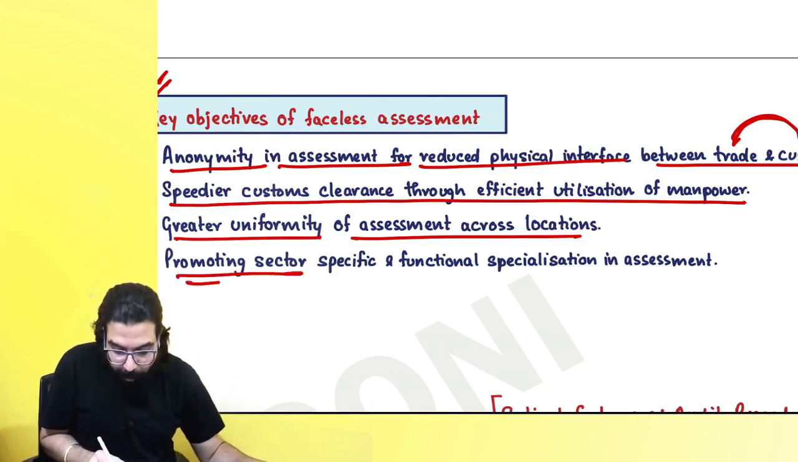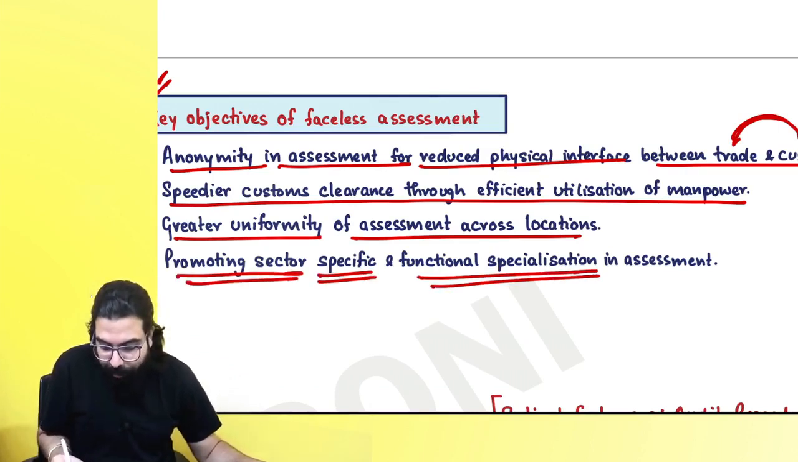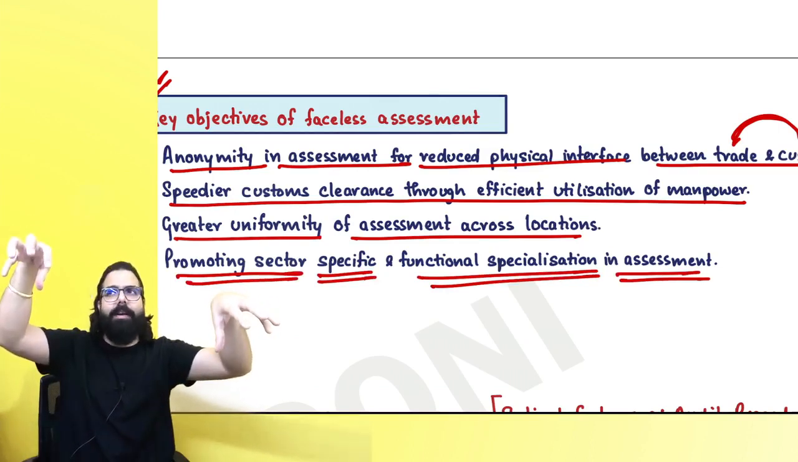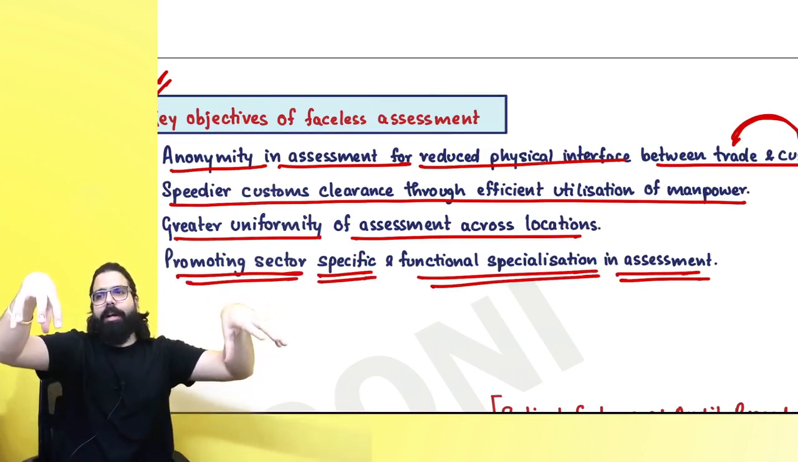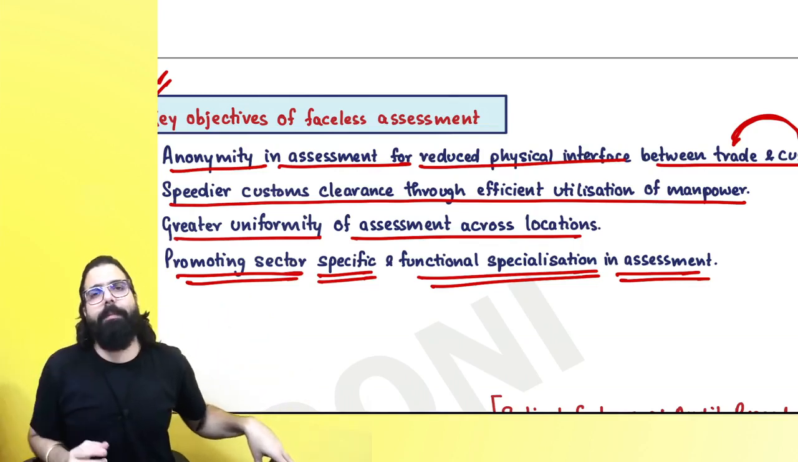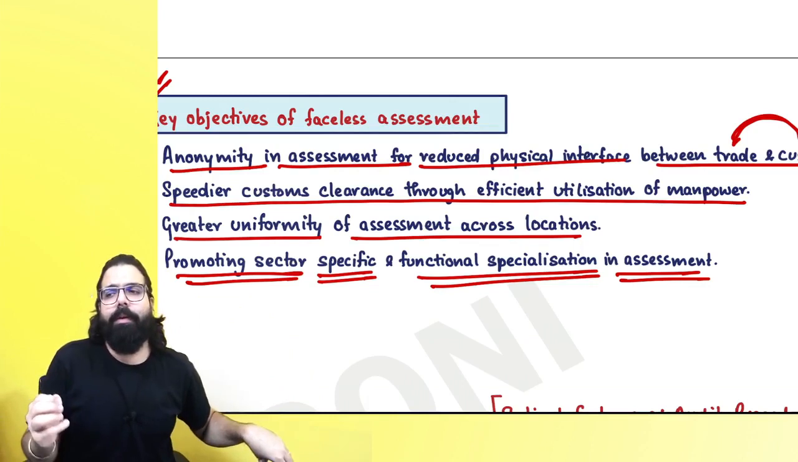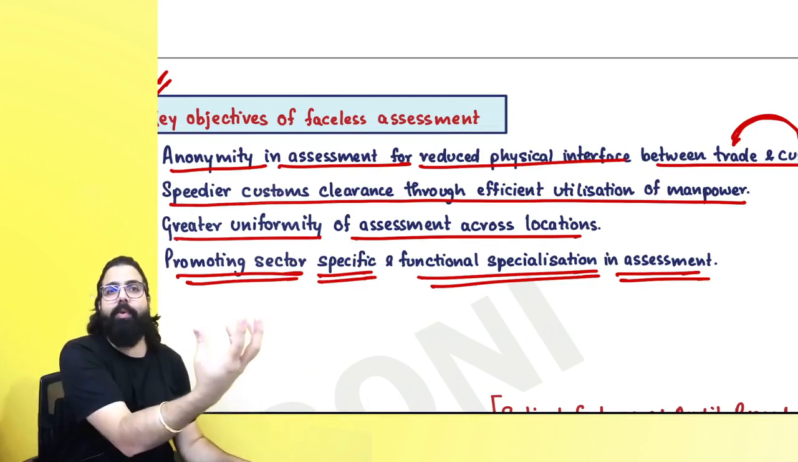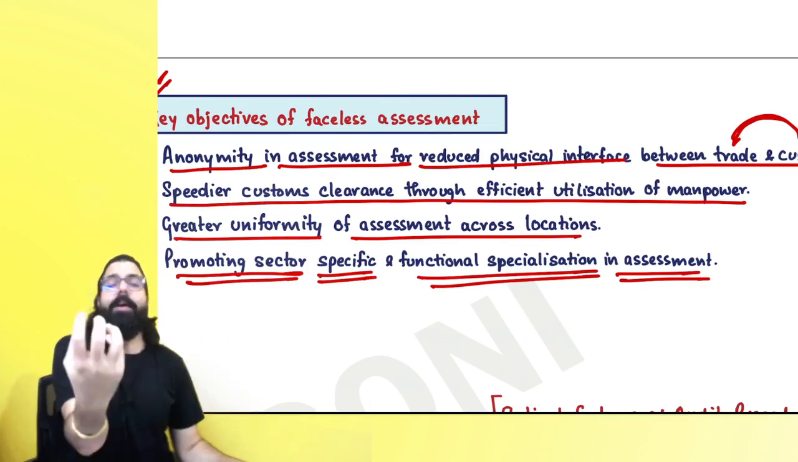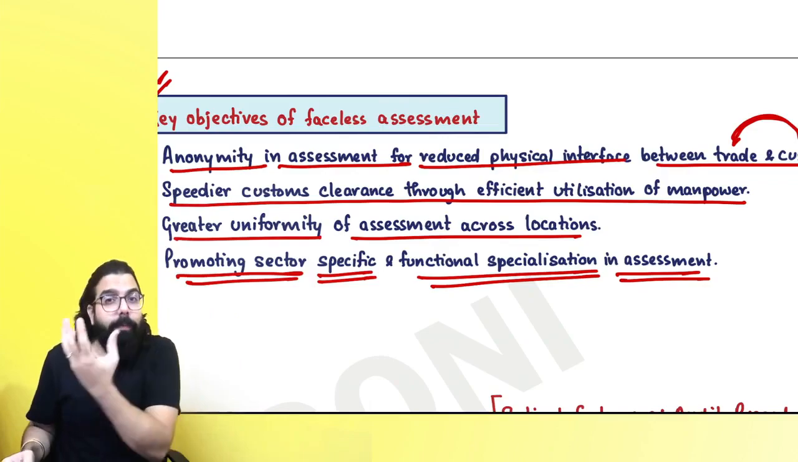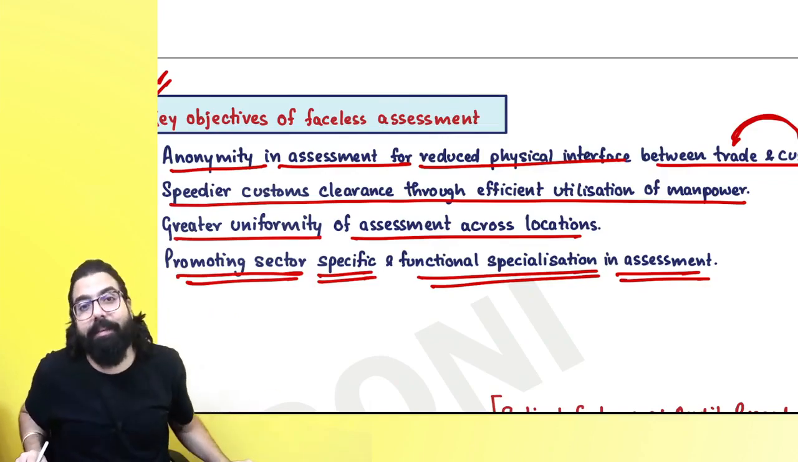And promoting sector specific and functional specialty in assessment. Now what will happen? The government can go ahead and tell that these 5 officers will always see whenever a bill of entry comes with respect to goods which are clothes. Might be these other 5 officers will always see those bills of entry which are with respect to automobiles. So sector specific specialization will come.